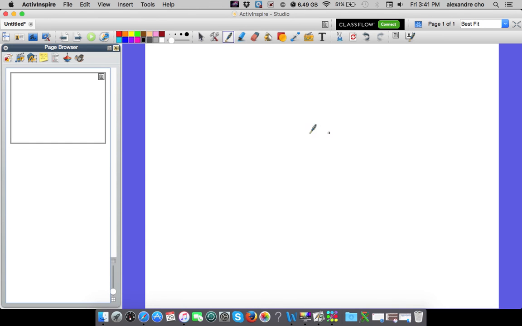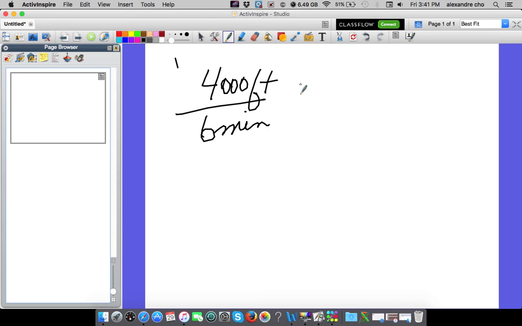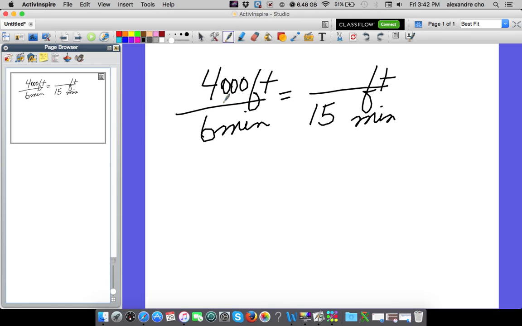Fiona walks at a steady pace of 4,000 feet in every 6 minutes. How far can she walk in 15 minutes? Well, it's going to be feet on the top, minutes at the bottom, and 15 minutes over here. Let's see. No relationship between 6 and 15. No. So let's... Oh, there is one.